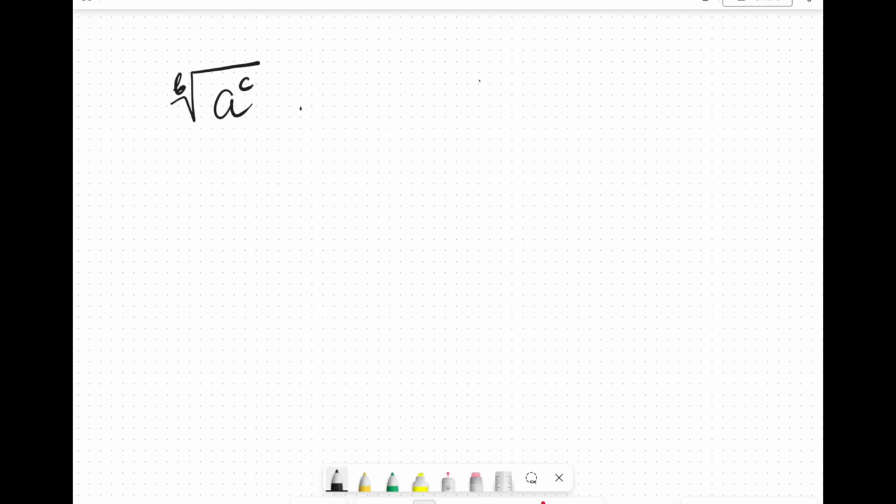So this expression here can be written as an exponent. So you keep your base, a, the same, but the exponent is going to be a fraction, c over b. And it works both ways. So if you're given this expression here with the rational exponent, you can write that as the root with the index and the exponent on the inside.